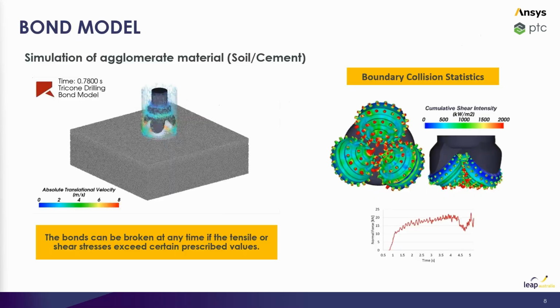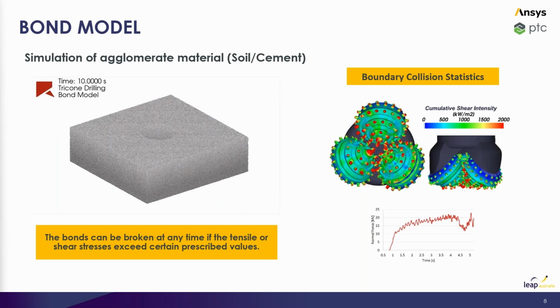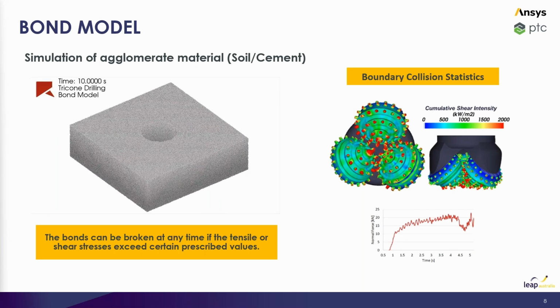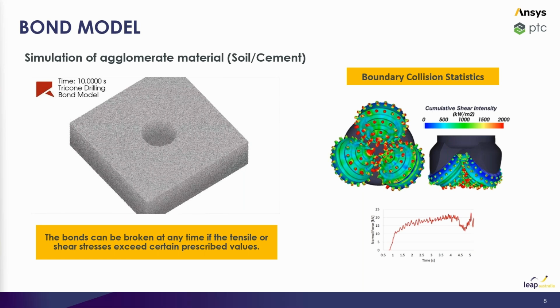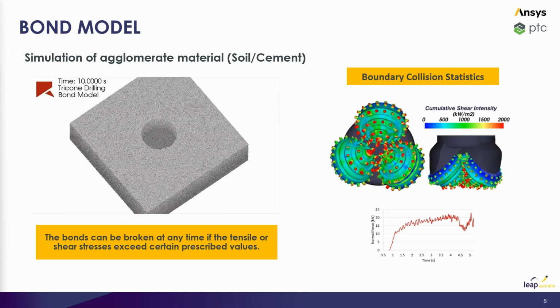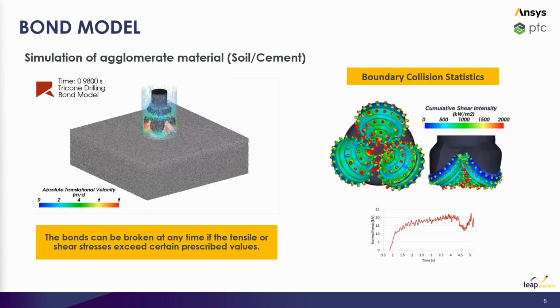But the first one I wanted to look at is the bond model module, which is implemented as an alternative adhesion model, basically. This allows you to create bonds between neighboring particles with a specified normal and tangential strength limit. Now, once these limits have been exceeded in the simulation, the bonds will break and the material will no longer be bonded.